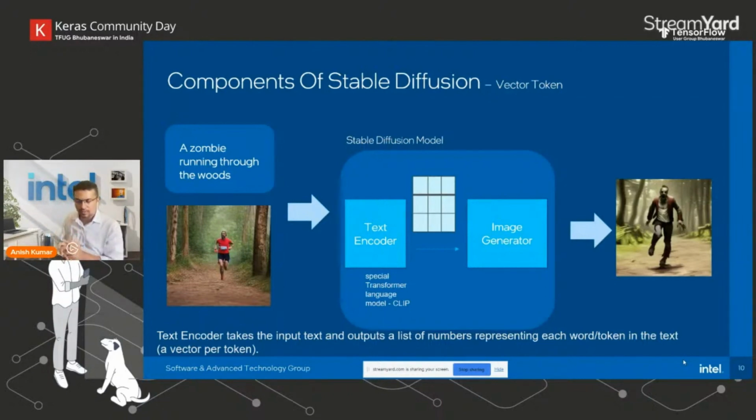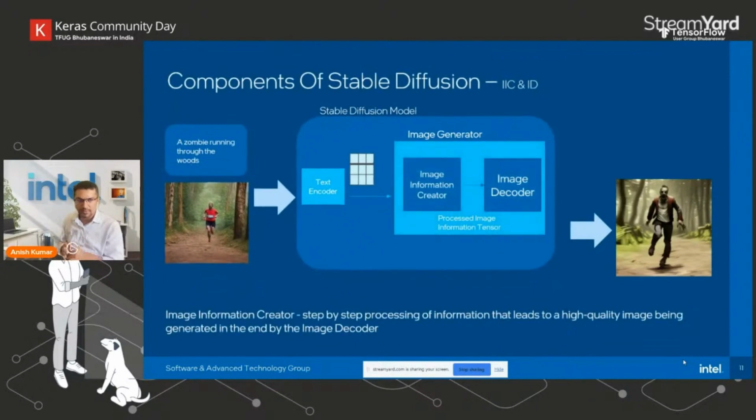The image generator internally has two different components: the image information creator and the image decoder. The image information creator takes the token from the text encoder and iterates through multiple steps. At each step, it generates a new image. It begins with an image full of noise, iterates through the prompt, and sees what image it can generate. One of the configuration parameters when dealing with Stable Diffusion is the number of steps. Usually a number between 10 and 50 steps is a good number.